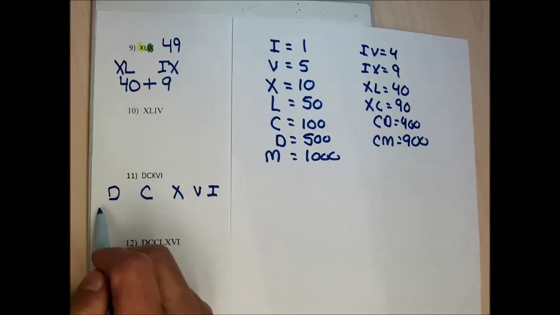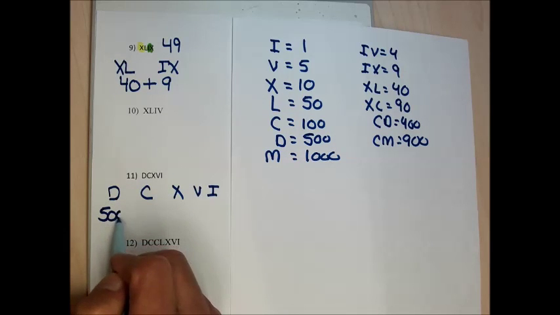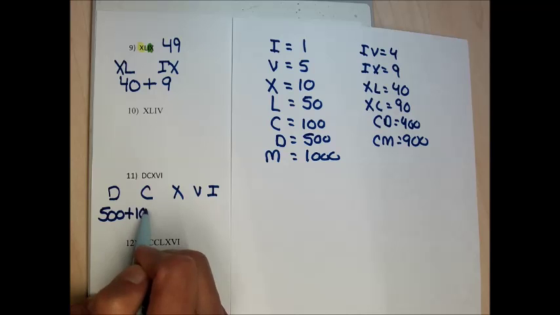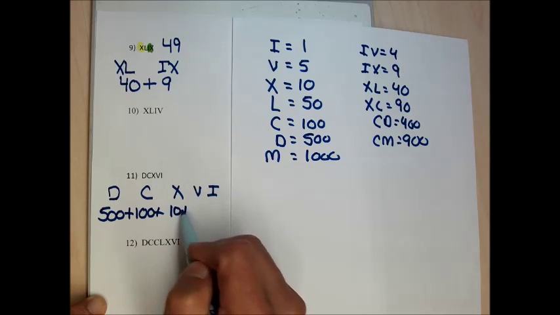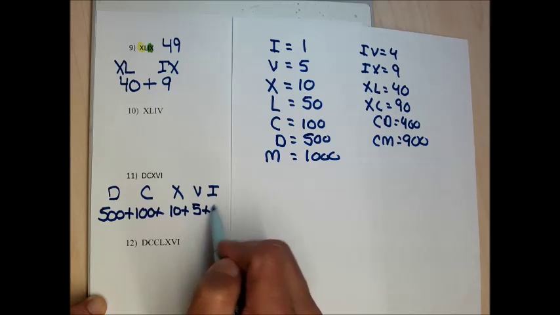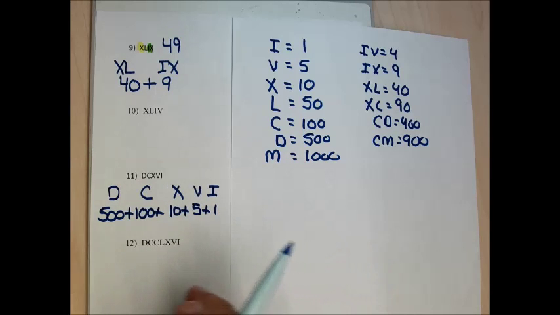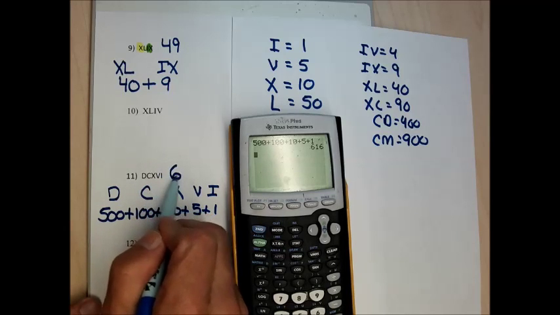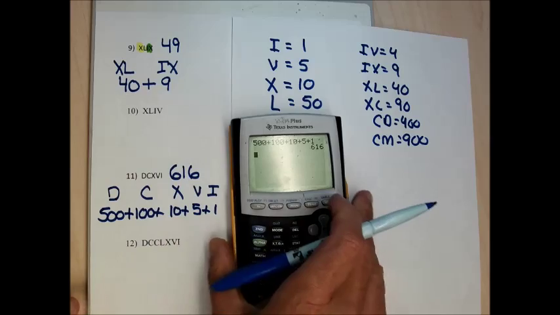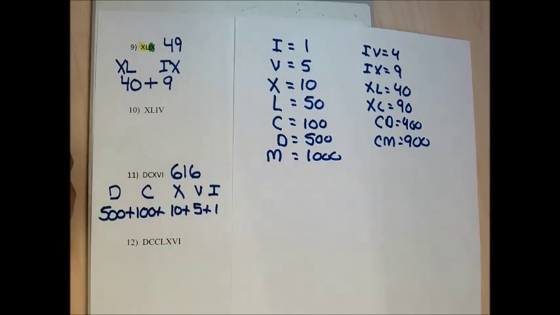The D is equal to 500. The C is equal to 100. The X is equal to 10. The V is equal to 5. And the I is equal to 1. Again, if you can't add these, I hardly care. I could never tell if you used your calculator. So this is 500 plus 100 plus 10 plus 5 plus 1, and I get 616 as the answer to number 11. I already flashed that up. That is the correct answer.